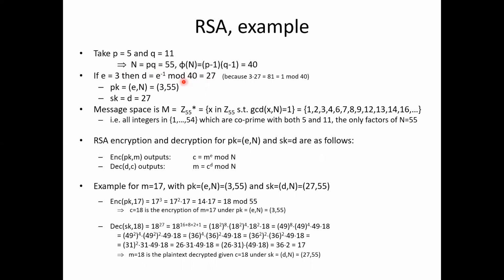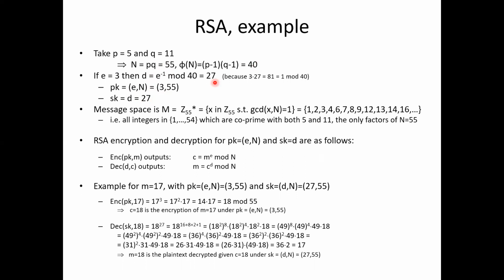You compute this by extended Euclidean, but you always check. You don't take it at face value. Maybe you made a mistake, but checking is easy. Multiply 3 times 27. It should give you unity mod 40, and indeed it does. 3 times 27 is 81, which is 1 mod 40. Okay, so the public key is the modulus, which is 55, and the exponent E, which is 3. And the secret key is 27, the multiplicative inverse of E modulo this secret modulus phi.